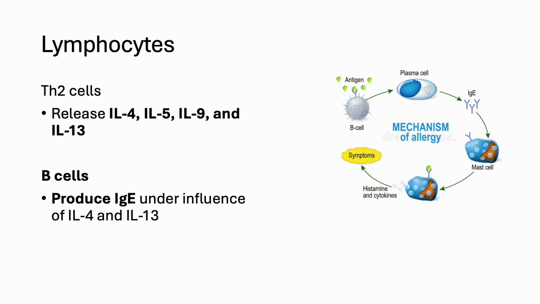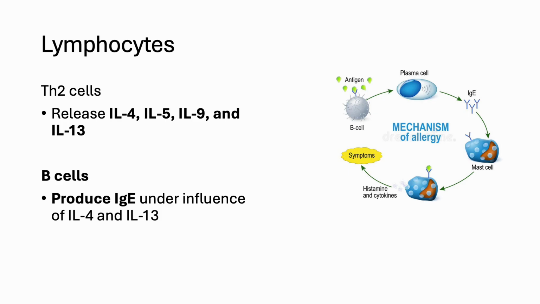So just to go over a big, broad overview of lymphocytes again, these Th2 cells are really important because they're releasing IL-4, IL-5, IL-9, IL-13. Generally, I would say these are considered to be the main Th2 cytokines that are involved in allergy. And so if you ever see type 2 cytokines or Th2 cytokines, generally they're talking about these ones, and they have very related functions. As I said, B cells, or more accurately, plasma cells, are going to be producing IgE under the influence of IL-4 and IL-13, which come from these Th2 cells.